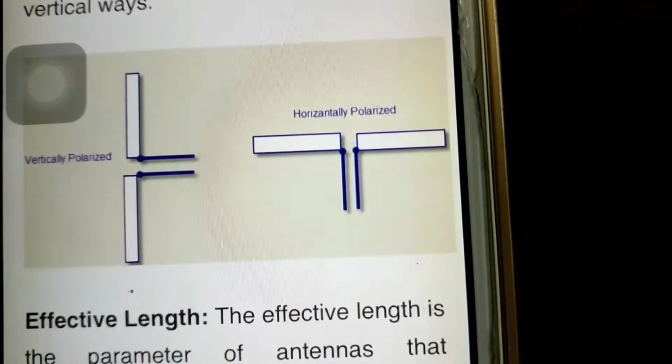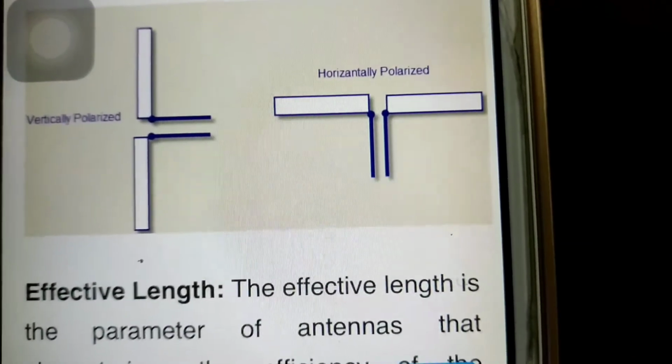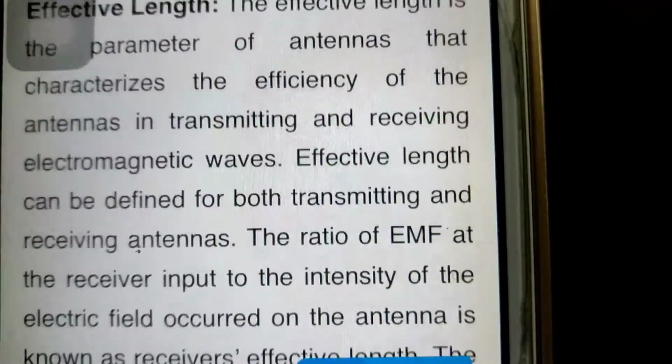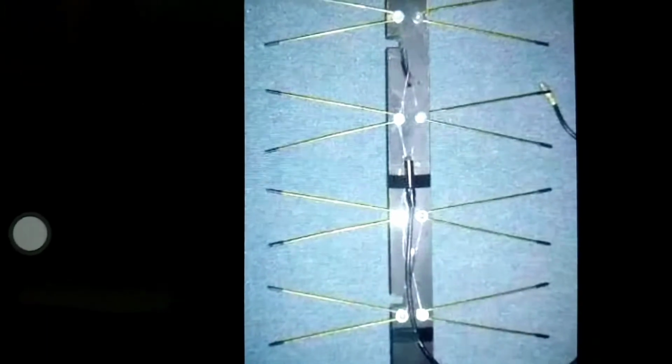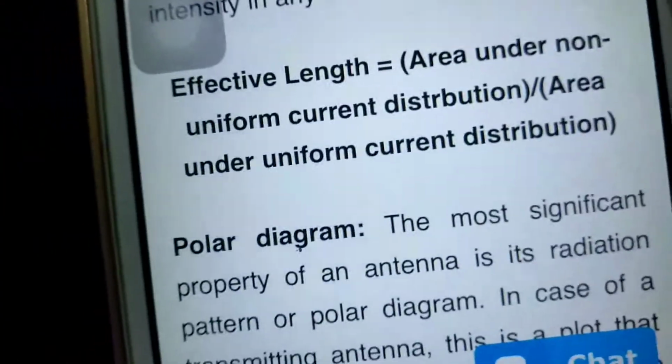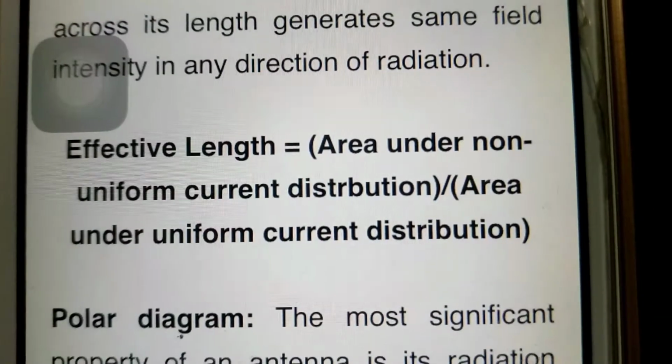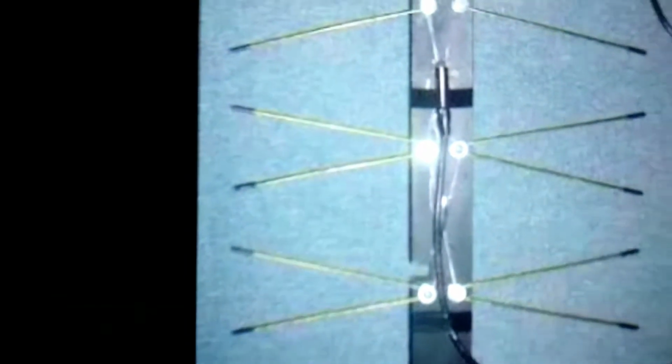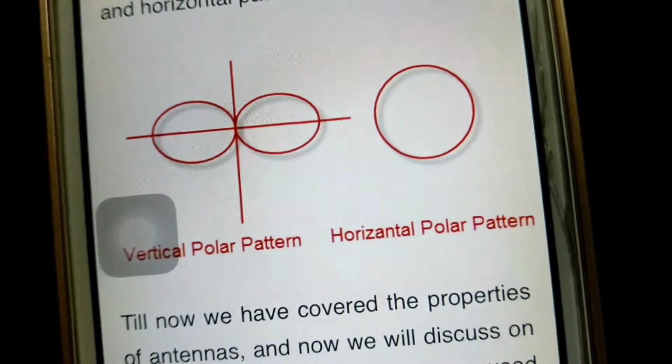The polarization is of two types, the vertical polarized and the horizontal polarized antenna. The effective length is the parameter of the antenna that characterizes the efficiency of the antenna in transmitting and receiving electromagnetic waves. The basic expression for the effective length is given by this expression. The sixth and final property of the antenna is the polar diagram. There are two basic polar patterns of an antenna, the vertical polar pattern and the horizontal polar pattern.